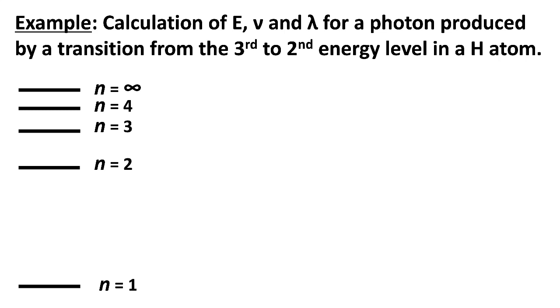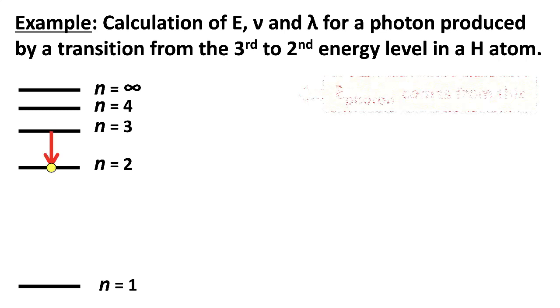And let's do a calculation with this particular hydrogen atom. We'll specify the third to second energy level transition, and we'd like to figure out the energy, frequency, Greek letter nu for frequency, and wavelength, Greek letter lambda for wavelength, of a photon produced from the transition from the third to the second energy level.